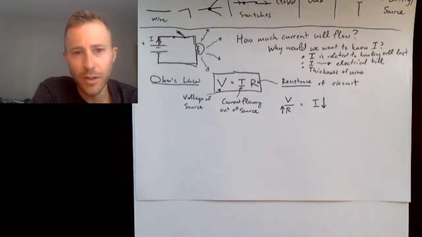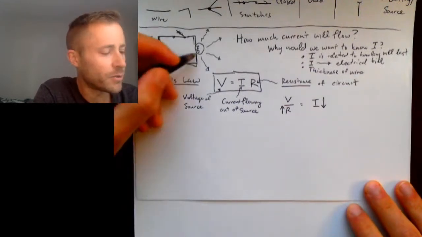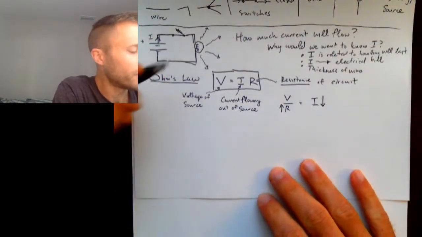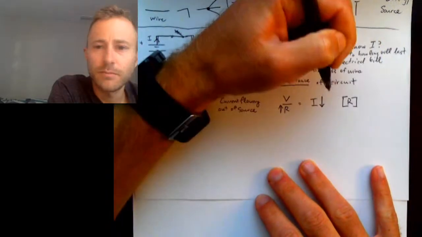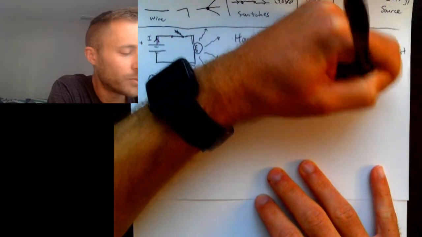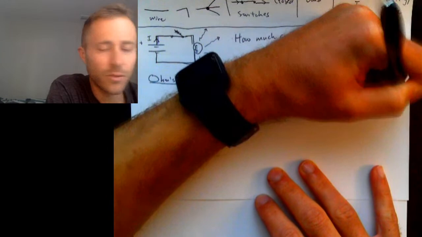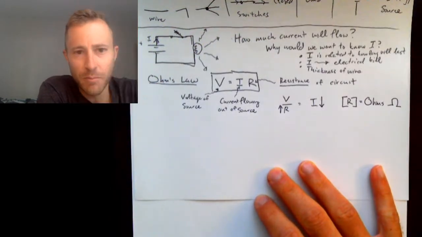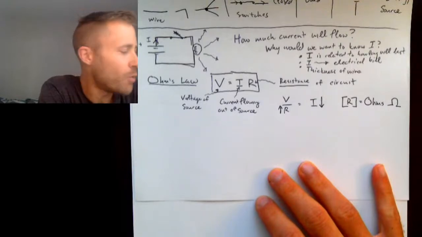So basically, in order to know how much current is going to flow, we need to know what is the resistance of this bulb. Okay? The units of resistance are called ohms, which is denoted by the capital Greek letter omega. Okay? And if you remind me when we're in the Zoom room, I will give you guys some ohm puns. I like to talk about ohm puns.